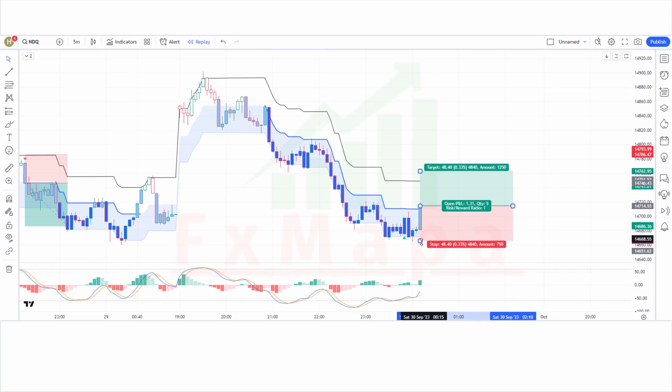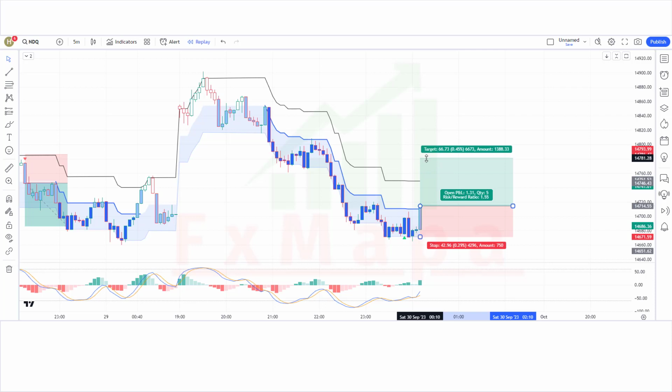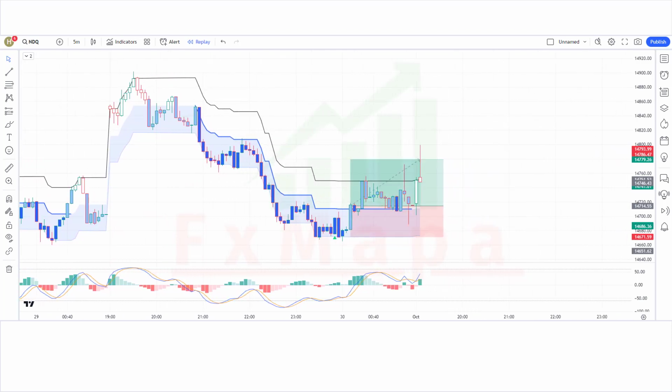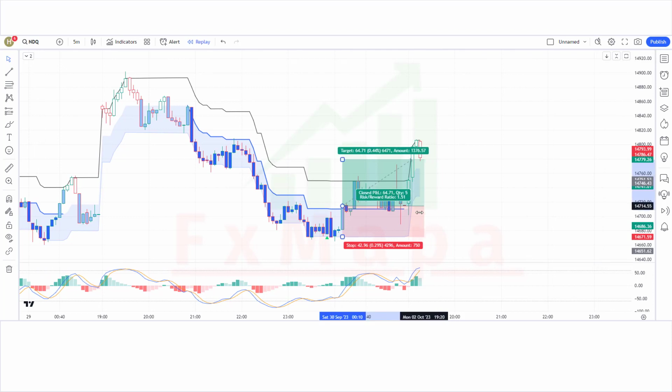Our stop loss will be placed at the range filter indicator of lower line. And the risk to reward ratio will be 1:1.5. Let's see what happens to our trade. Our trade is running in profit. We have won the trade. Wait for the next signal.